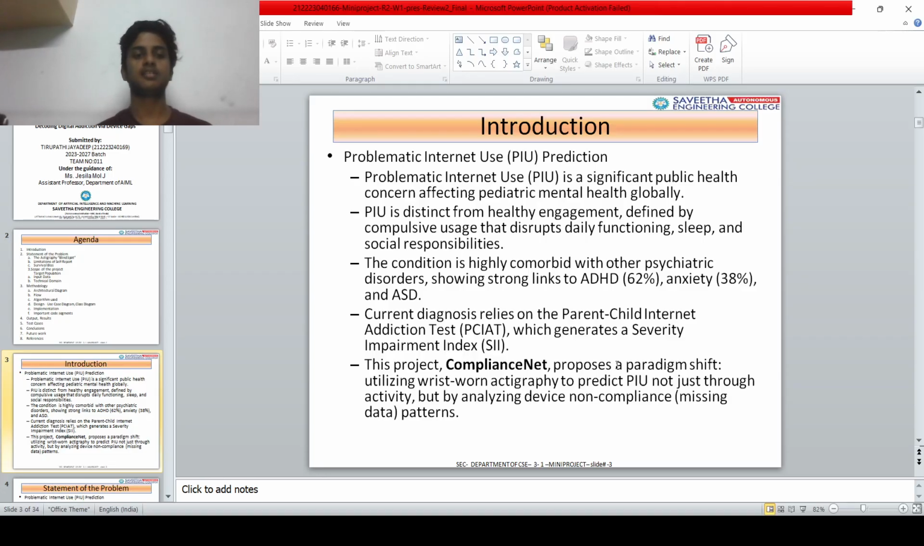Problematic internet use is highly correlated with disorders such as anxiety and autism spectrum disorder. Many affected children show poor attention, impulsive behavior and emotional instability. Currently, diagnosis depends on questionnaire-based assessments. However, these methods are subjective and prone to bias.